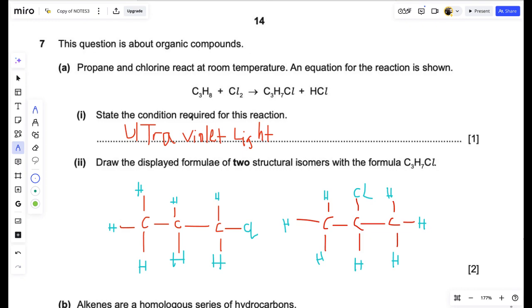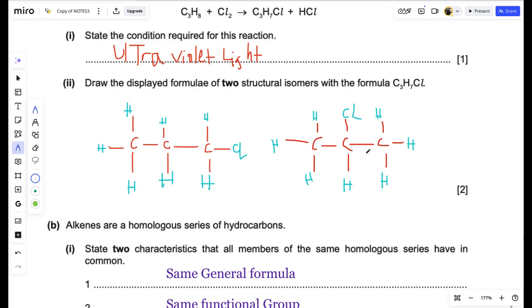Now state the condition required for this reaction. I told you this requires UV light, ultraviolet light. Even if it was not propane but methane, it's the same thing, because they belong to the same family. The condition required is ultraviolet light. That's the condition. Then we go to the next one.